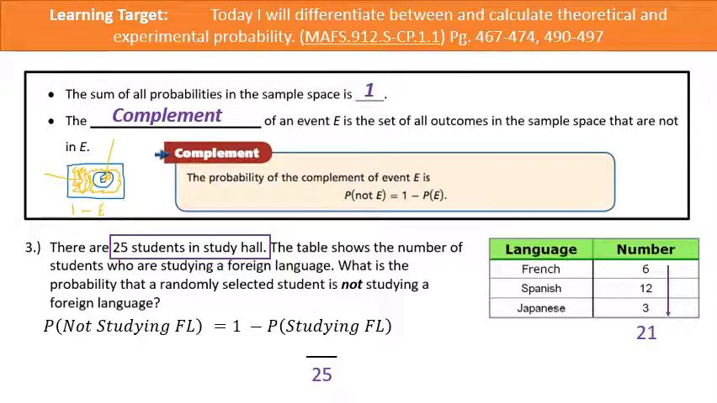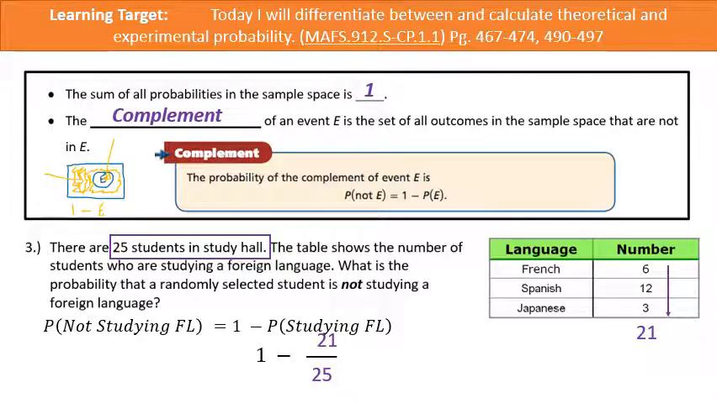6 plus 12 is 18, plus 3 is 21. So 21 students are studying a foreign language. Okay, so 21 over 25, that's the probability that a student is studying a foreign language. So what I want to know is what's the probability that they're not studying a foreign language. So I'm just going to do 1 minus 21 over 25.